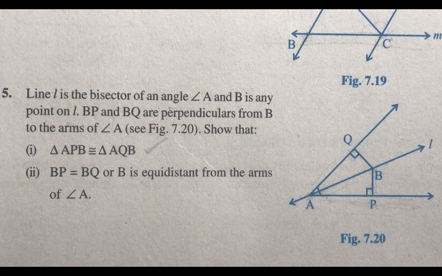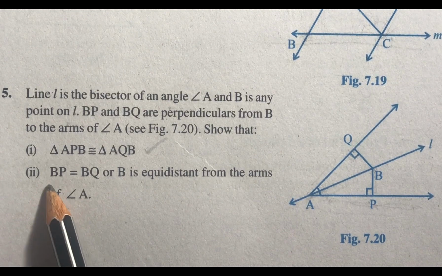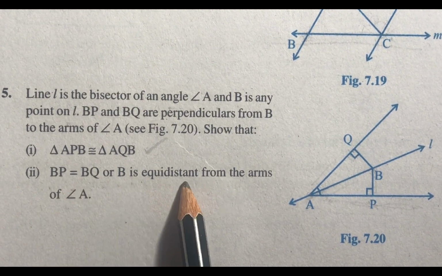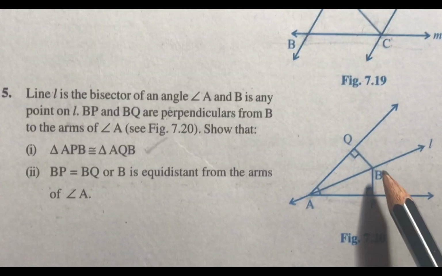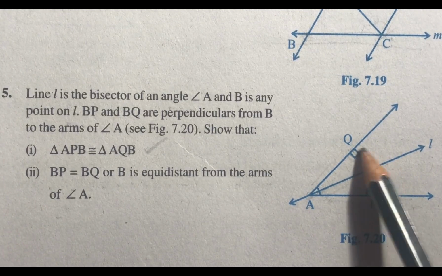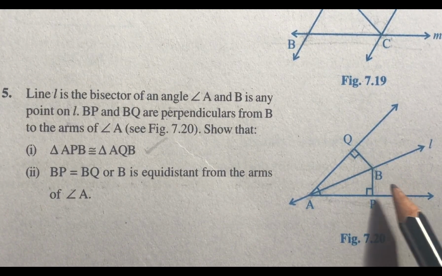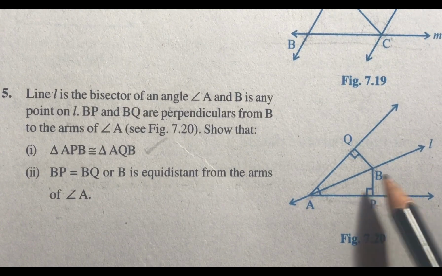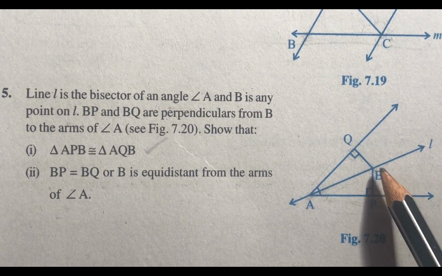And the second one, we have to show BP is equal to BQ, or B is equidistant from the arms of A. BP is equal to BQ because why? CPCT, congruent parts of congruent triangles. So therefore B is at equal distance from the two arms of angle A.